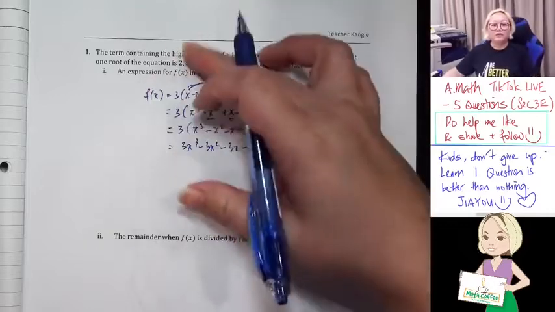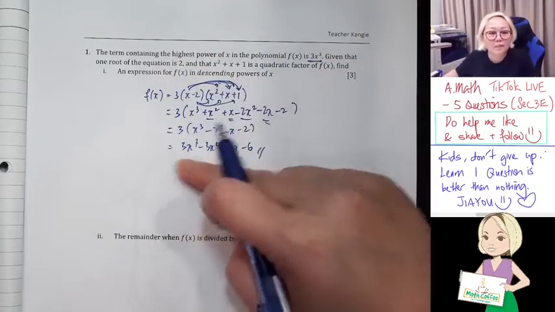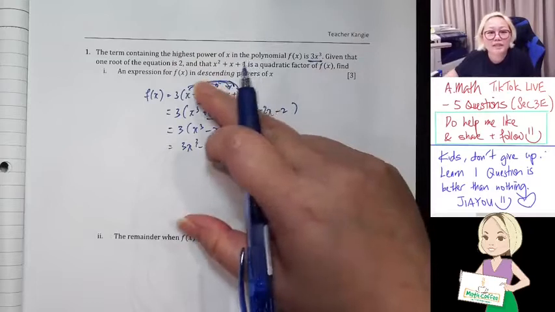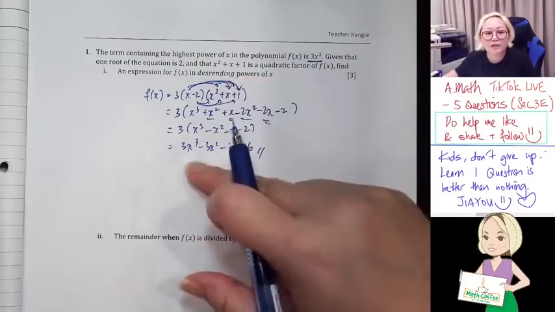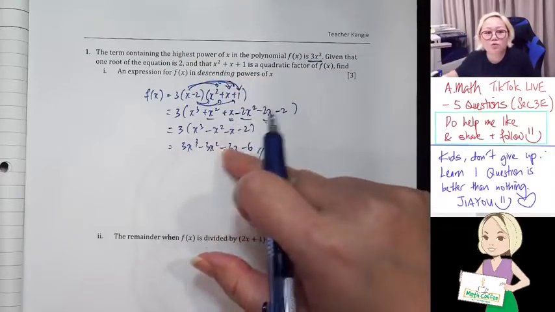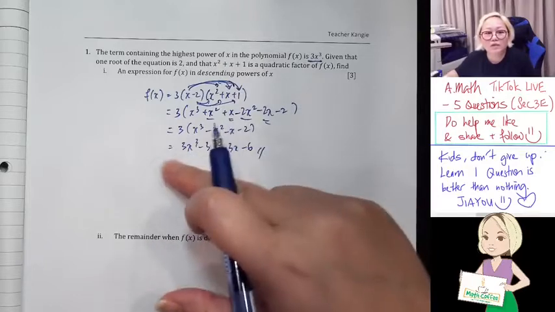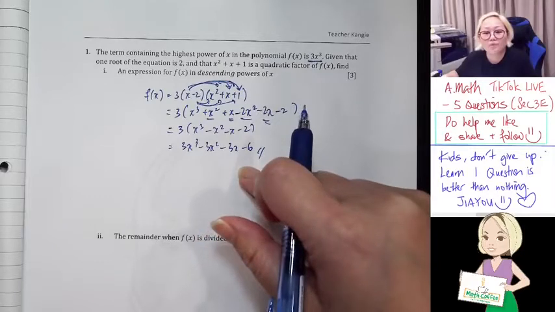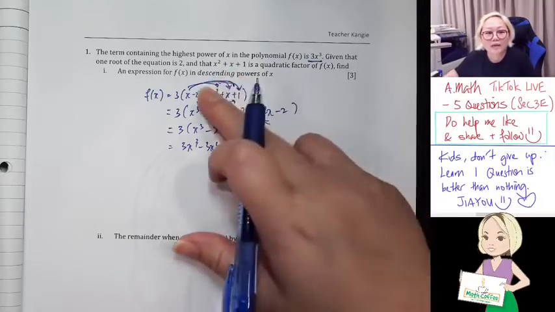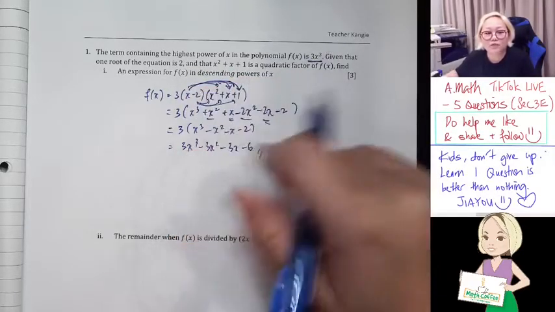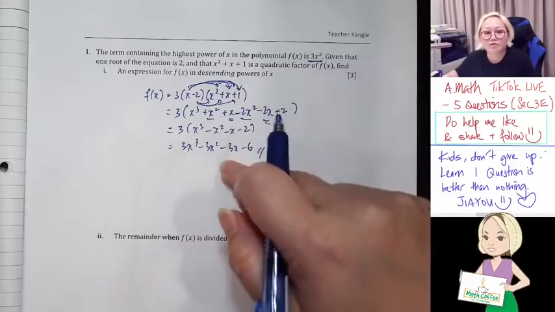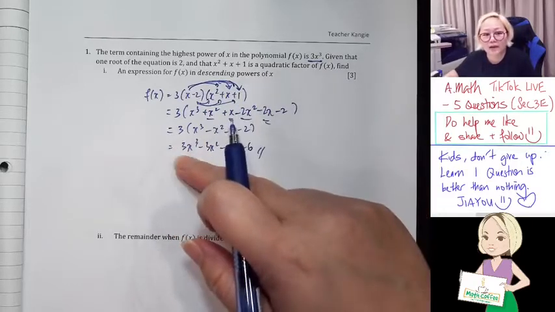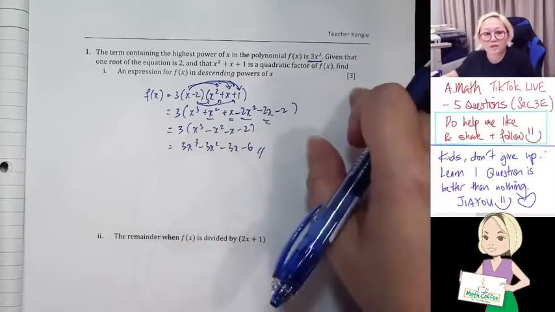Okay, so after expanding and everything, this will be the polynomial. And they mentioned descending power of x. In this case, it's already x cubed, x squared, x, constant, so this is already descending and I do not need to change the sequence. Unless they ask for ascending power of x, then I just rewrite as minus 6 minus 3x squared plus 3x cubed. Okay, so this is done.